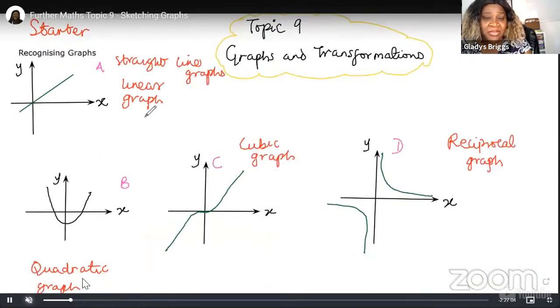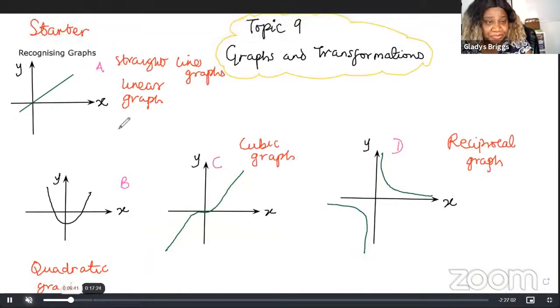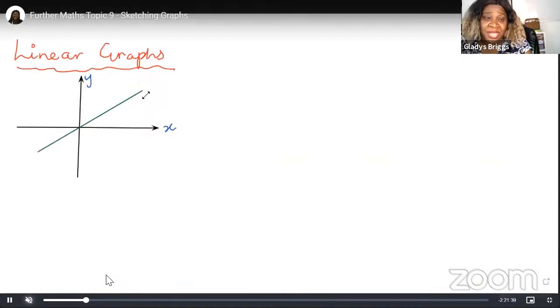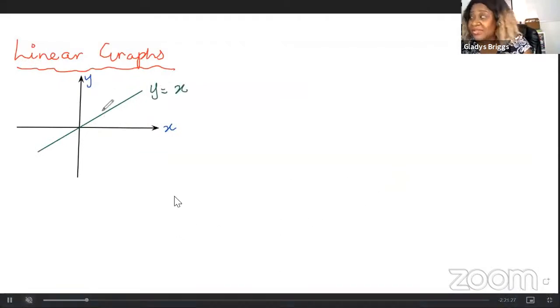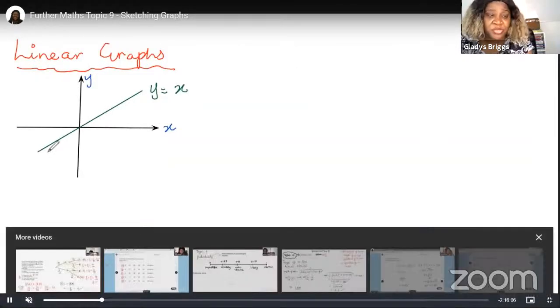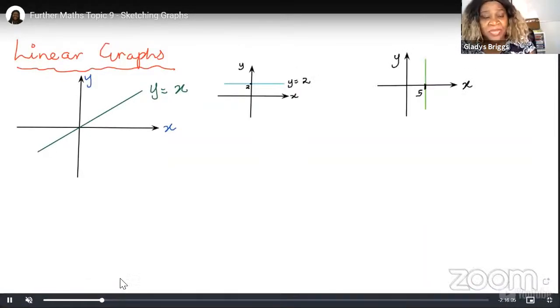A reciprocal graph. And you should be able to recognize them in the exams. If you have exams, it may say match the names to the correct graphs. You should be able to do them and know them.